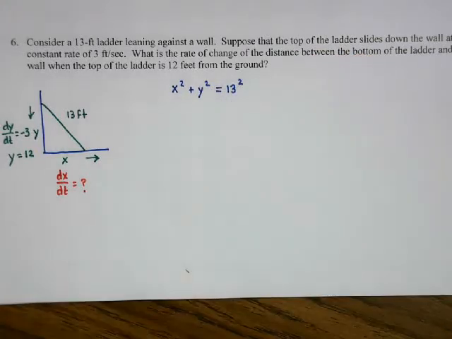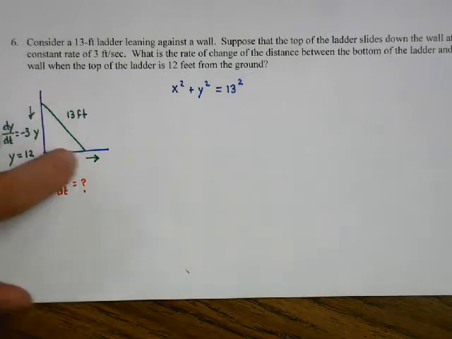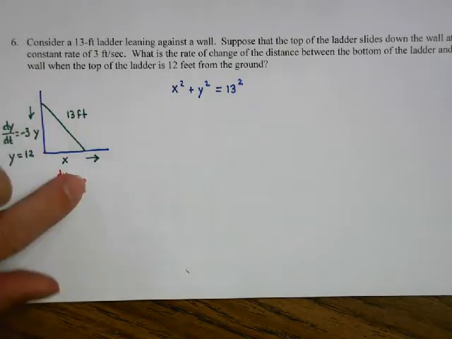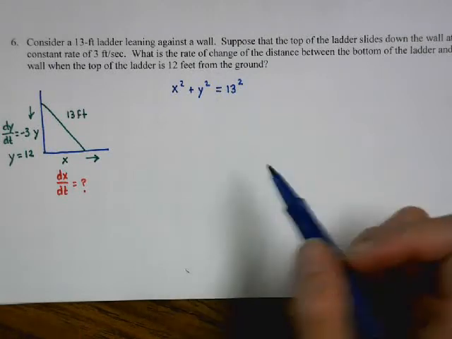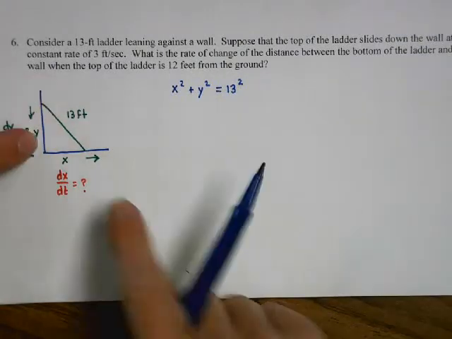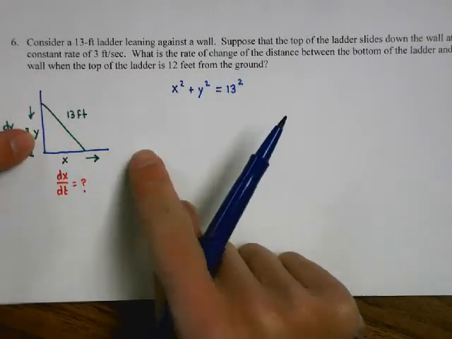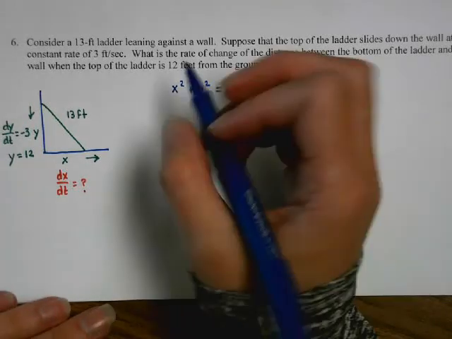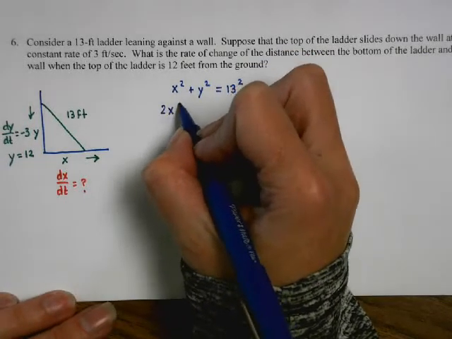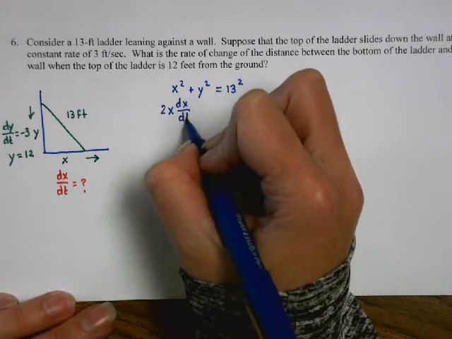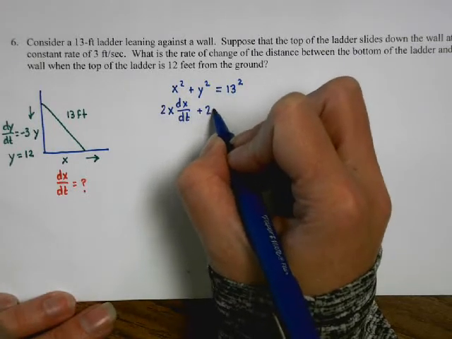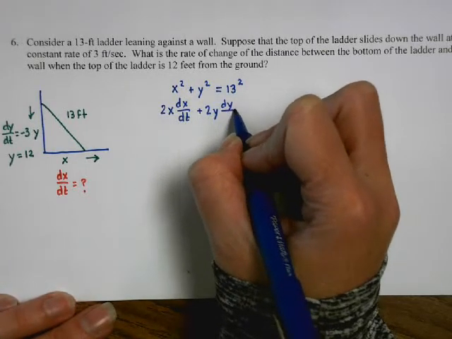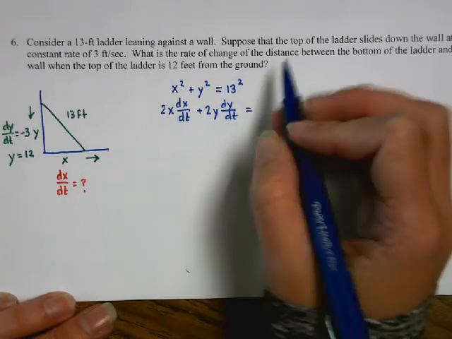And we don't plug in the y at this point in time because at different values, x and y are both changing. Y is getting smaller, x is getting bigger. So we'll take this derivative: 2x dx/dt plus 2y dy/dt equals 13 squared, which is 169, doesn't matter. Its derivative is 0.